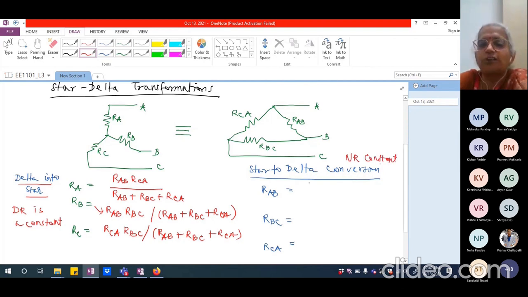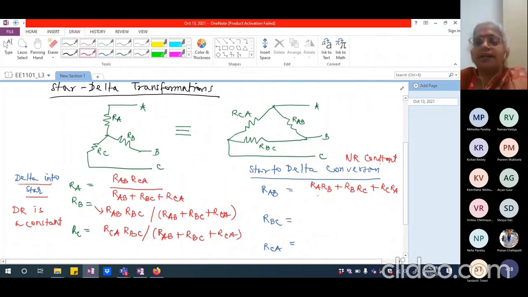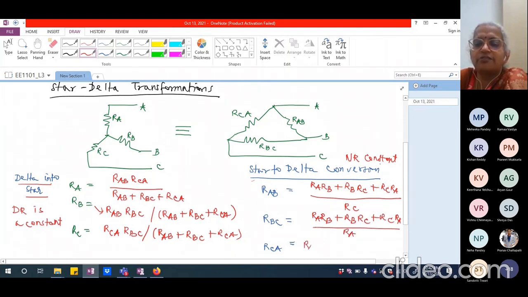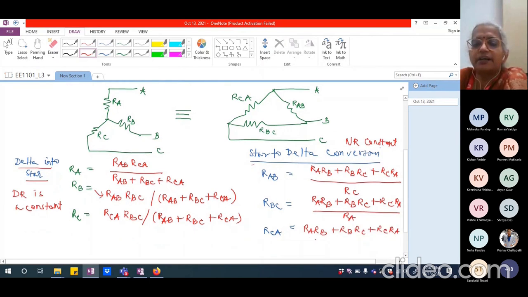The numerator involves RA RB plus RB RC plus RC RA, so two of them taken at a time, and then I take the summation of those. When I divide this, the dividing factor should be the one away from A and B. If I want RAB, I have to divide it by RC. And for RBC, I write the numerator RARB plus RBRC plus RCRA divided by RA. Similarly, RCA will be RARB plus RBRC plus RCRA divided by the other one, which is RB.